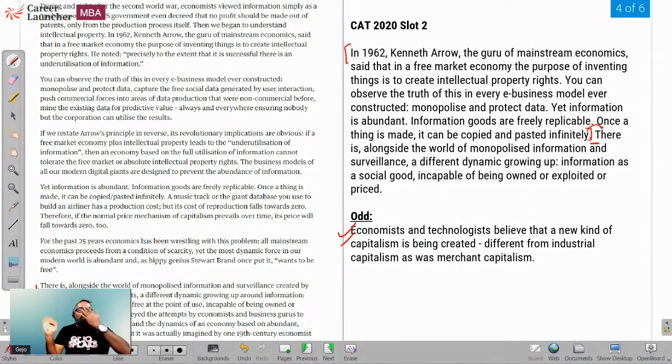Right, we have no cribs here. This is definitely odd. Economists talking about the new kind of capitalism, different from industrial capitalism, market capitalism. There is nothing of that. There is no role of that particular sentence in the conversation that is going on.